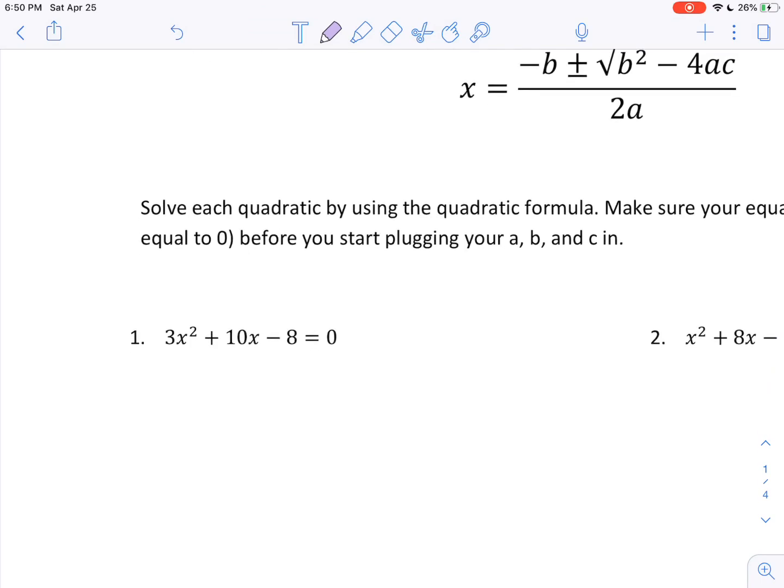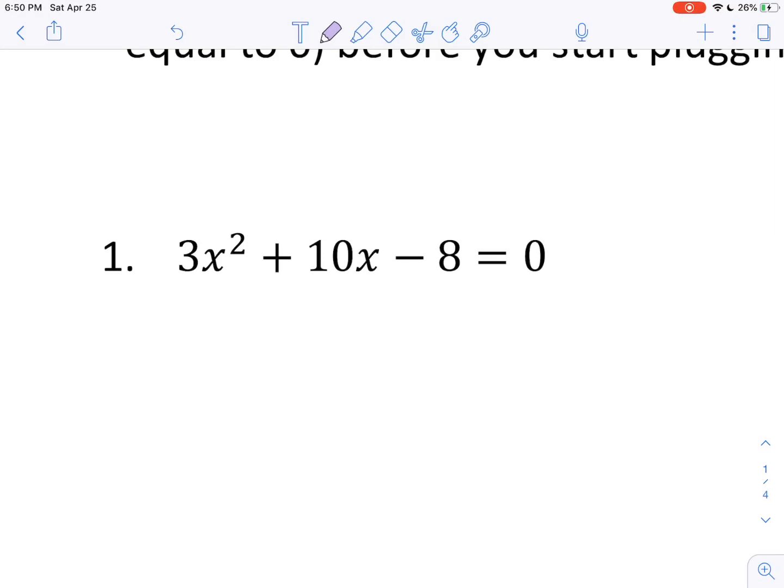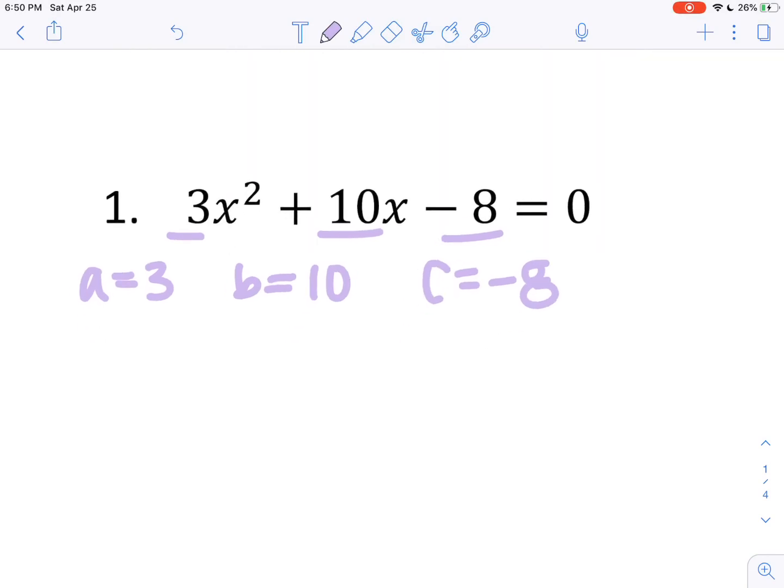So before I start plugging into the quadratic formula, you have to identify a, b, and c. Well, it's already in standard form. So here's my a, here's my b, here's my c. Okay, and then I'm going to take a, b, and c, and I'm going to plug it into the quadratic formula. So the opposite of b plus or minus square root of b squared.